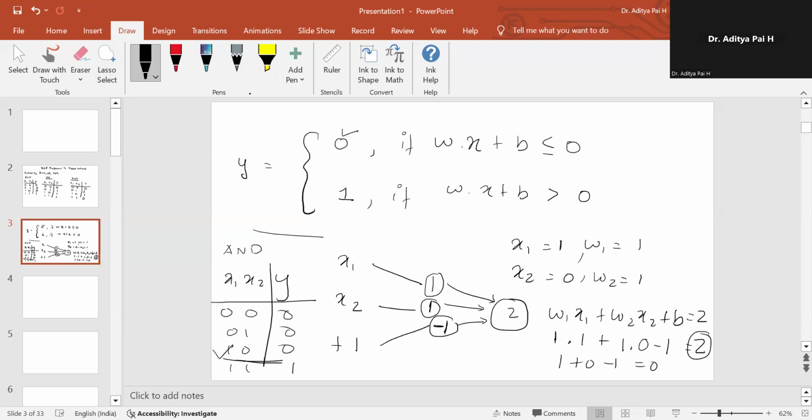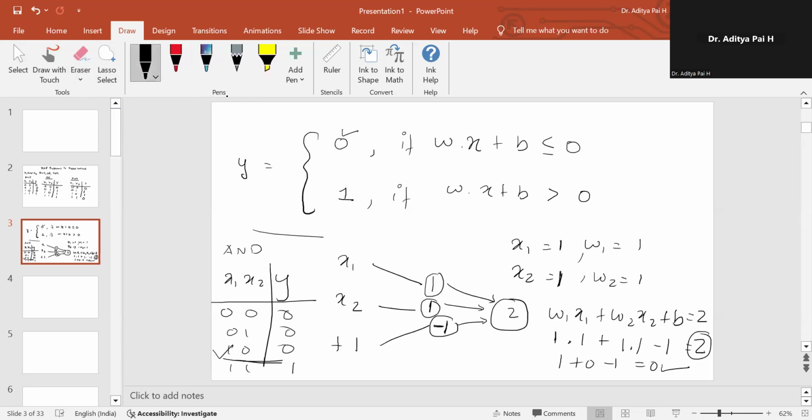You can see the truth table says that 1 and 0. If your x1 is 1 and x2 is 0, then your output will be 0, which is what you can see over here. Now same thing if you take another instance where instead of x2 equal to 0, I am taking x2 as equal to 1.